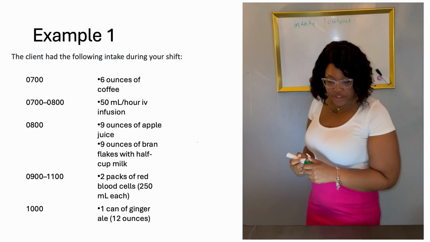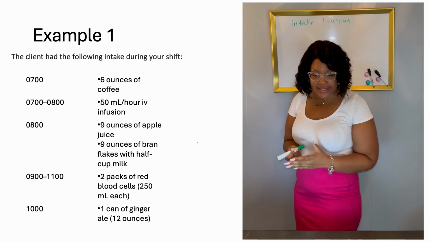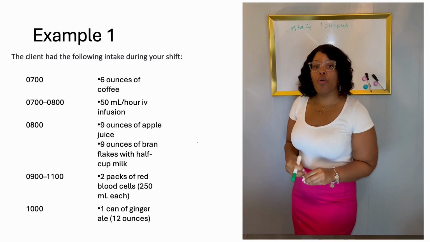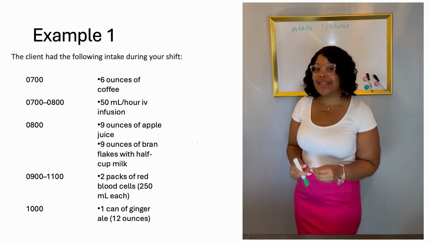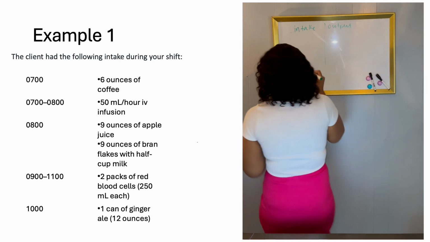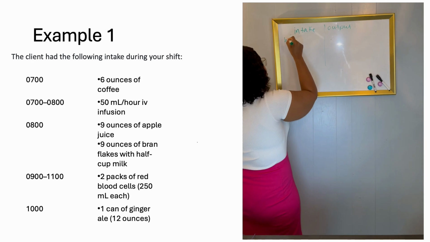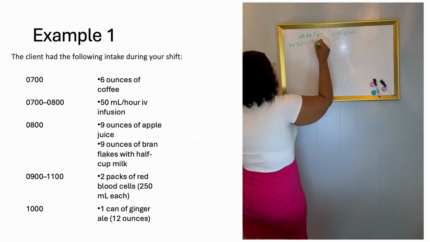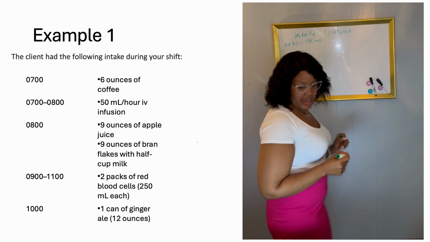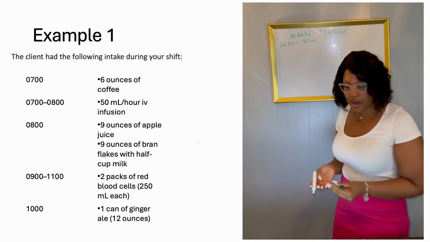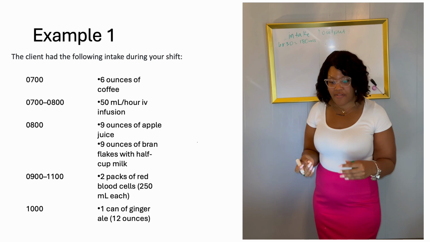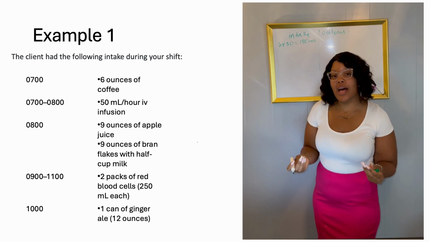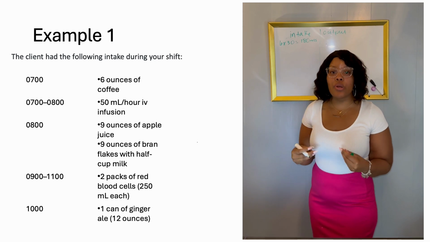All right. It says that we have 6 ounces of coffee. We know that 30 mLs equal 1 ounce, and remember, your answer has to be in mLs. So we're going to do 6 times 30, and that gives us 180 mLs. Next, we have 50 mLs per hour of an IV infusion, but it's only running from 7 o'clock to 8 o'clock. That's only 1 hour, so that's only 50 mLs.